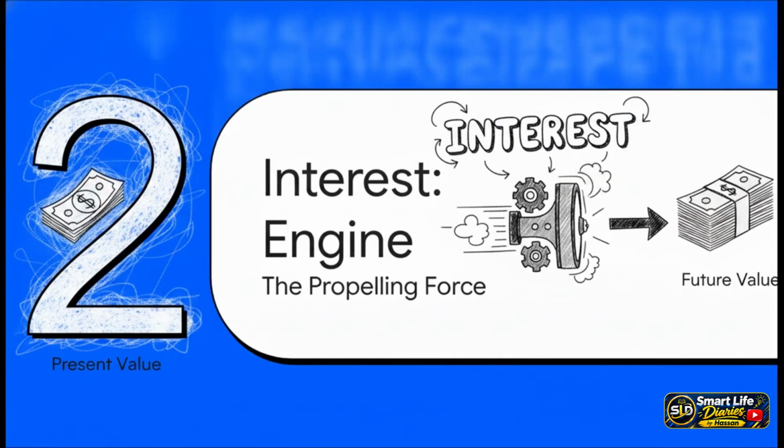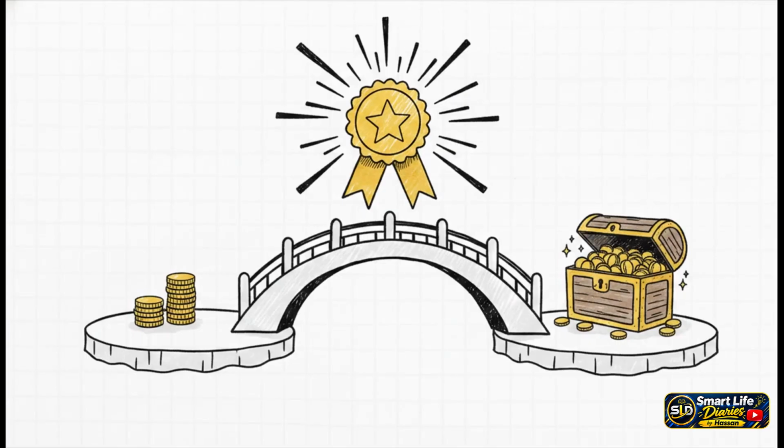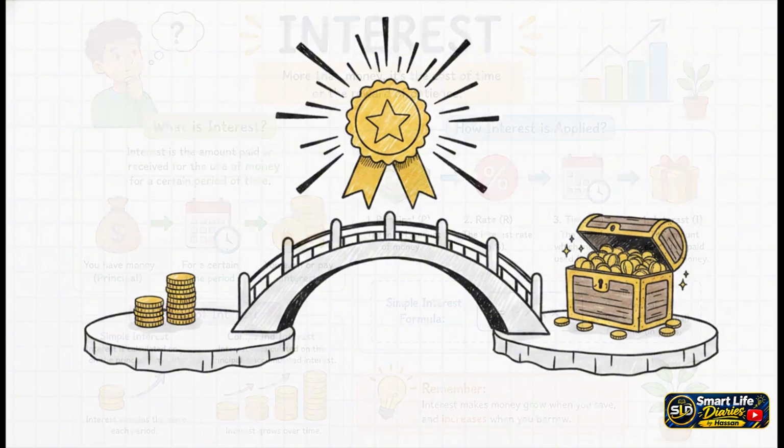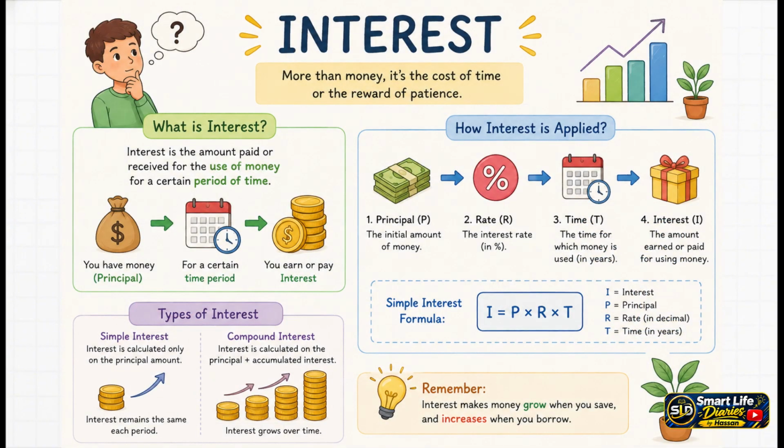All right, Section 2. Interest, the propelling force. If your money is traveling from the present to the future, interest is the engine propelling it. A lot of people think of interest as just some textbook math variable, but it's much more than that. It is your literal financial compensation for parting with your cash. You're giving up opportunity, right? So you demand a reward. And this is exactly why interest impacts future value so heavily. The higher the rate, the bigger your compensation for waiting, and the significantly larger your future value becomes.